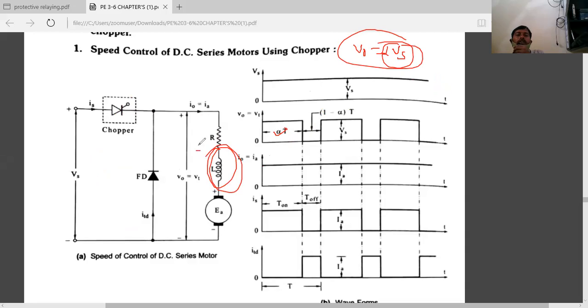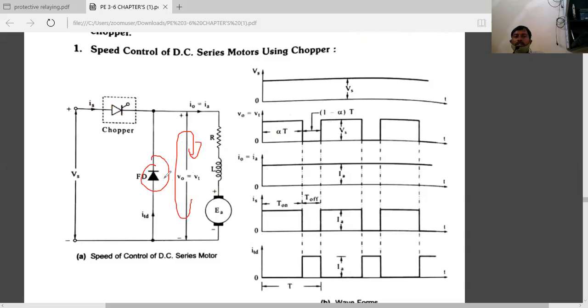Whatever energy is stored in this way, if you open the chopper, the energy stored in the inductor will be released in this direction only by reversing its polarity, so that the current of the motor is always constant. So this is the supply current, this is the output voltage, this is the output current, and this is a freewheeling diode. Current through the freewheeling diode takes place only during the off period. If you turn off this SCR, then current will flow in the freewheeling diode. So this freewheeling diode current will be shown in this position.